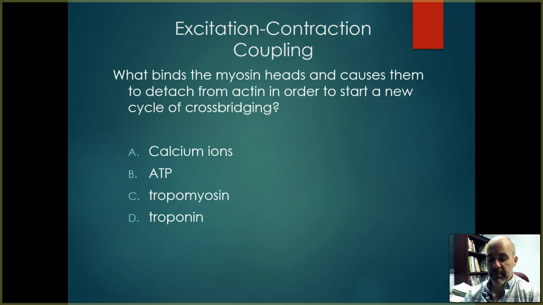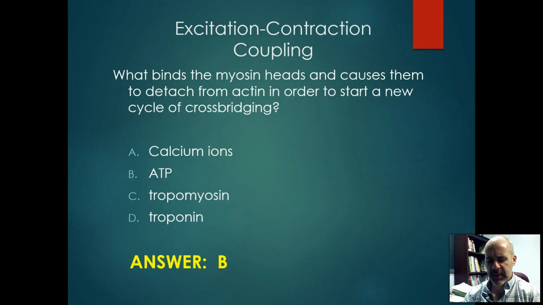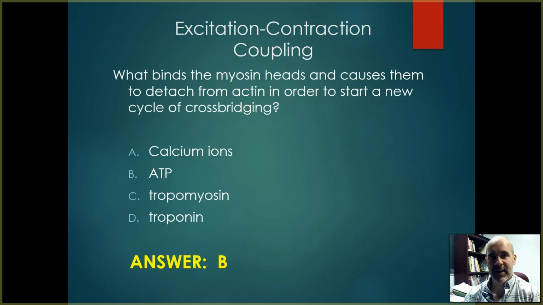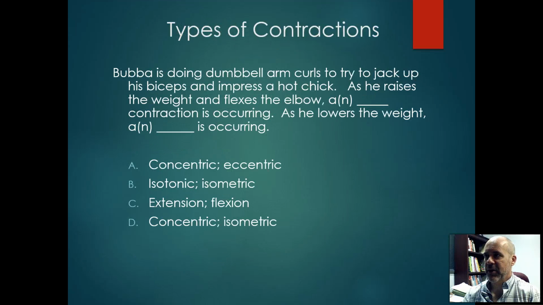All right, how about this? What binds the myosin heads and causes them to detach from actin in order to start a new cycle of cross-bridging? So you've got a myosin that's attached to actin. What has to attach to the myosin head to make it come off? And hopefully you're thinking ATP. You've got to have an ATP because that's going to provide the energy when it gets broken apart to cock the myosin head, put it back in the cocked position so that we can keep our contraction going.